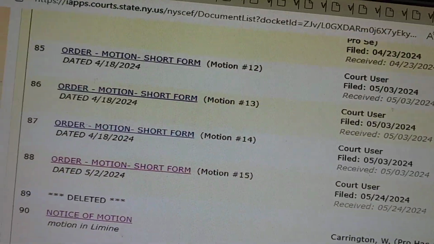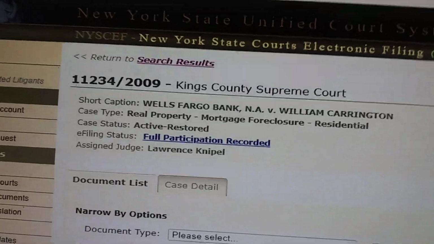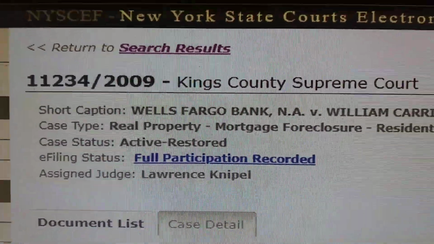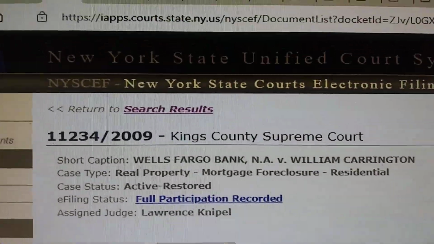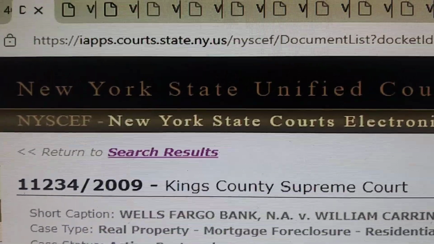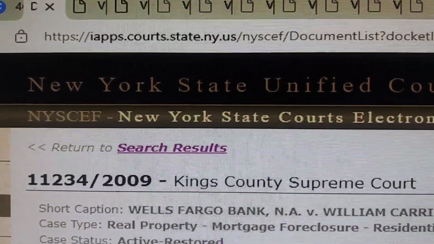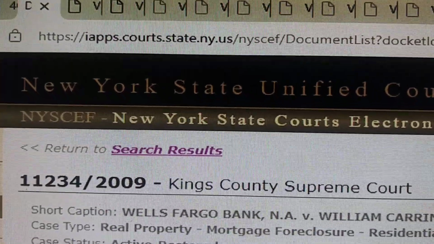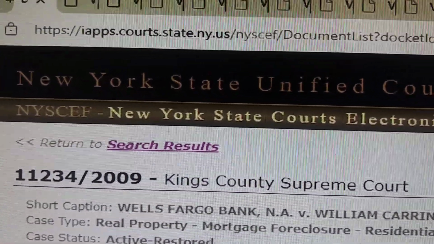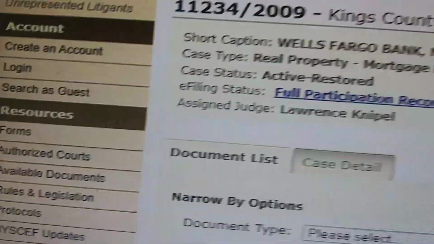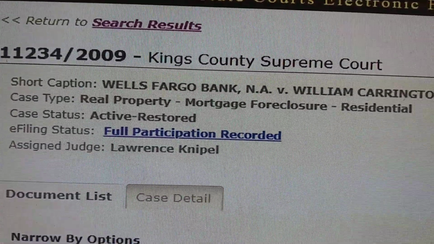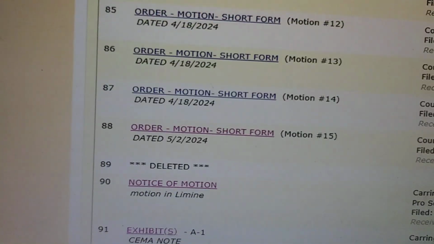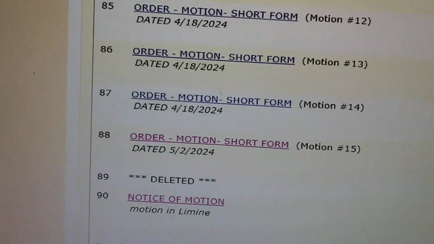In the docket, you can look at all his latest cases, and his case number is 11234-2009, Kings County Supreme Court, and the website address is up above, as you can see. NYSEF is https://iapps.courts.state.new.york or ny.us. And you can search as a guest, plug in that account number or case number, and his case will come up.